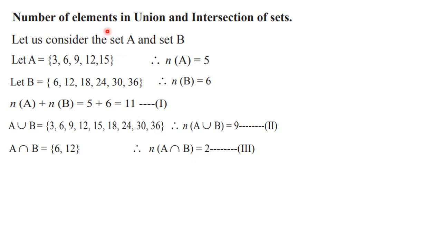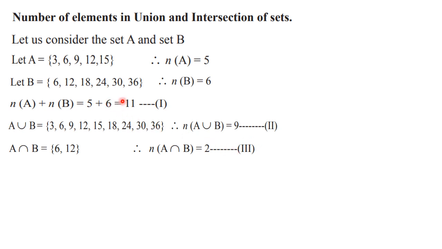Once again, all of you go through this. This is set A with 5 elements, set B with 6 elements. So if we add them, n of A plus n of B, we get 5 plus 6 is equal to 11. Then we find the union of those two sets, where we have 9 elements, so number this as 2. Then we found A intersection B, where we have 2 elements, and that is numbered as 3.